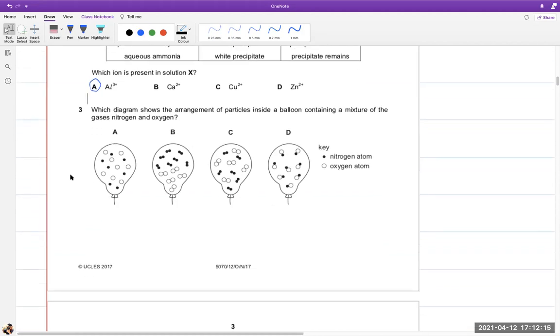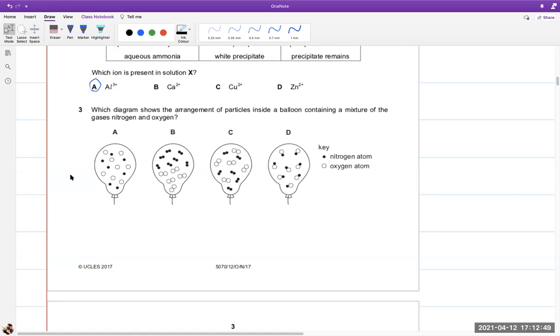Which diagram shows the arrangement of particles inside a balloon containing a mixture of gases, nitrogen and oxygen? So there are a couple of concepts being tested in this. Number one, the idea of diffusion or kinetic particle theory, that particles are moving at random. So if somebody is not believing in that, then obviously they might choose B because B is the one where they are not randomly arranged. There is a definite order, with the white ones on one side and black ones on the opposite side. So that can't be right.